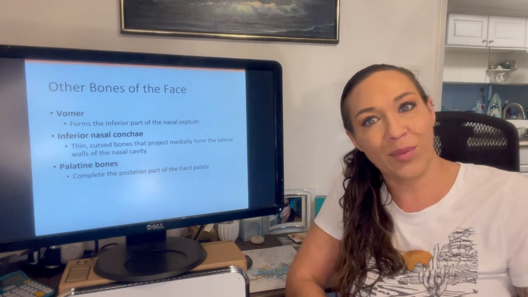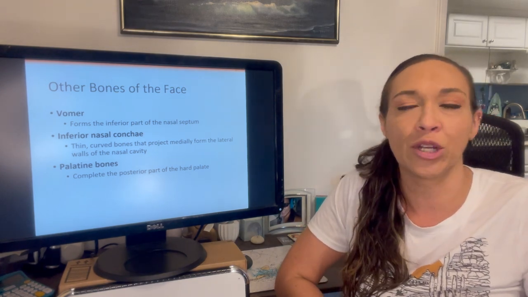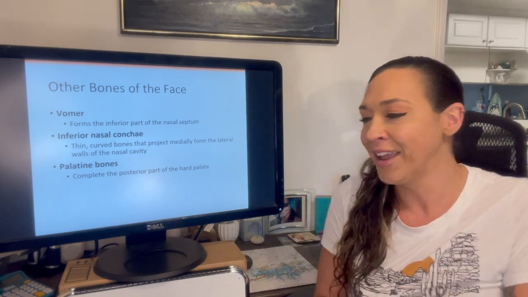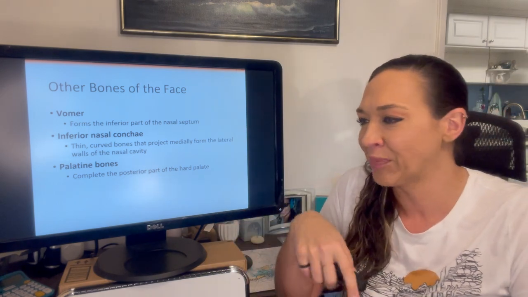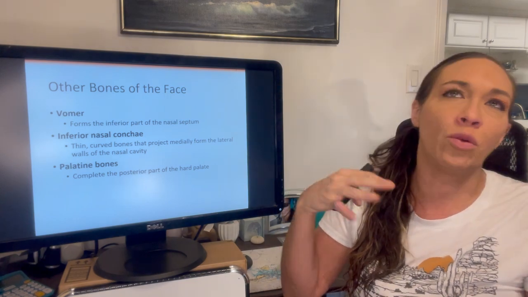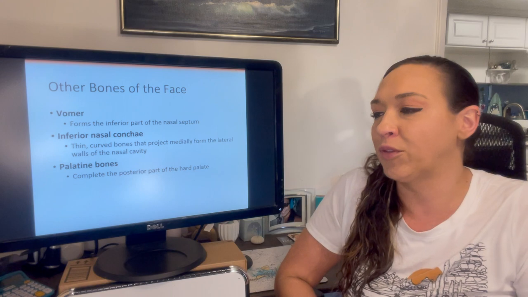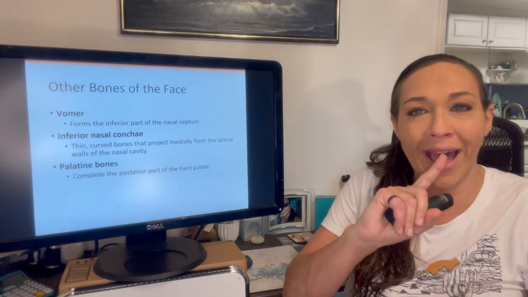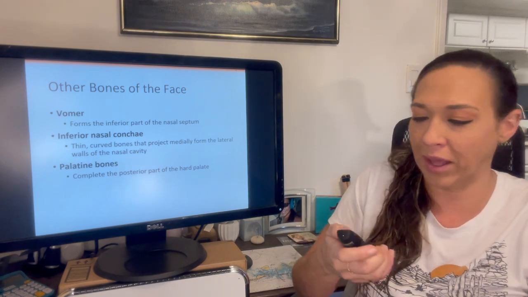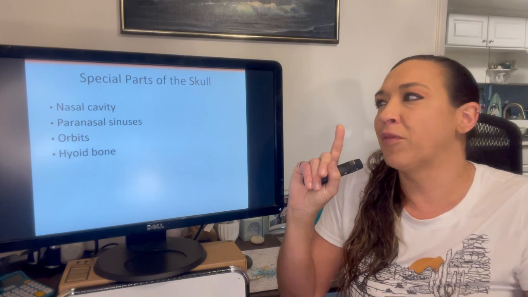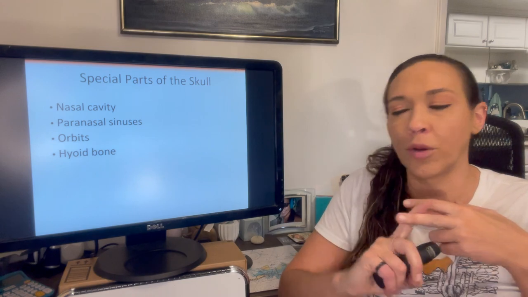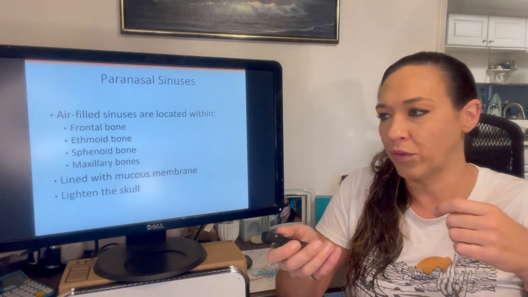Couple other important bones that we need to know. The vomer, this is the interior part of your nasal septum, which we're going to see. I can't point it out on my own face right now because you'd just explode my head. But we're going to see it in just a second. You've got your inferior nasal conchae. Essentially, this is just forming the lateral walls of your nasal cavity. You've got your palatine bones. This is part of your hard palate, that first part of your mouth, that hard part as you move back towards the soft palate. You also have other cavities like our nasal cavity, our paranasal cavities, our orbits, and our hyoid bone, but we're going to go over all of those in just a second.